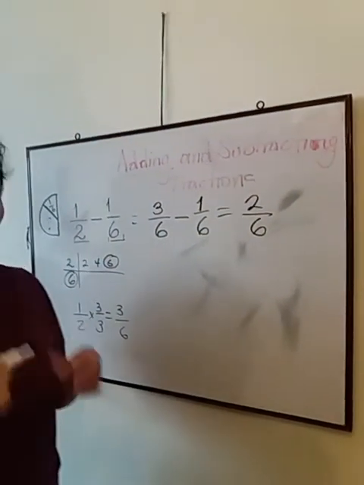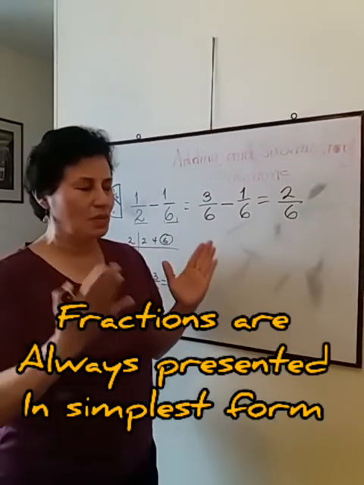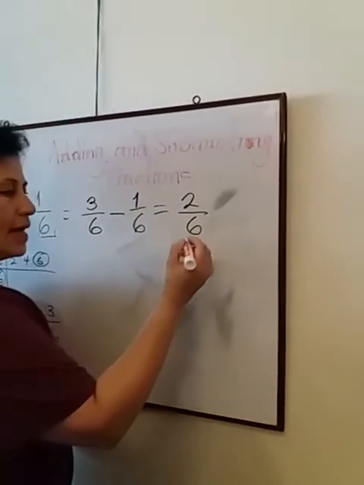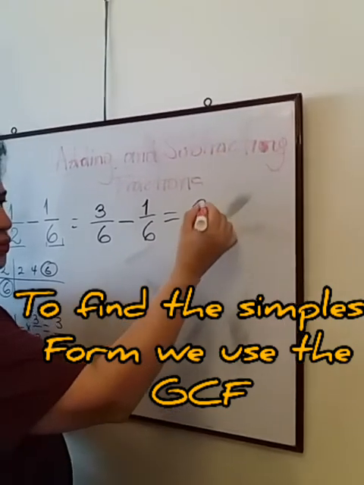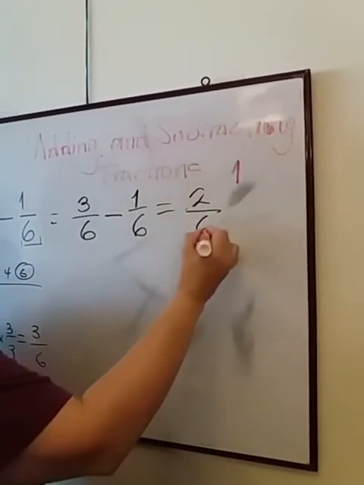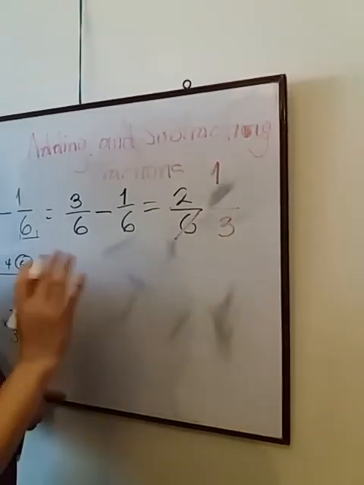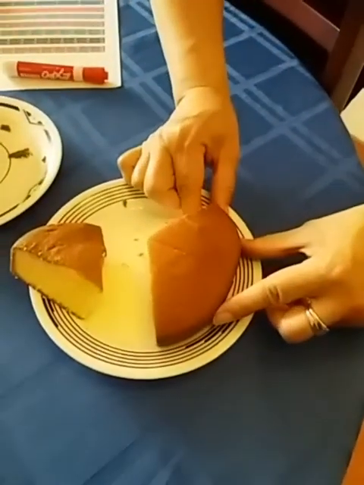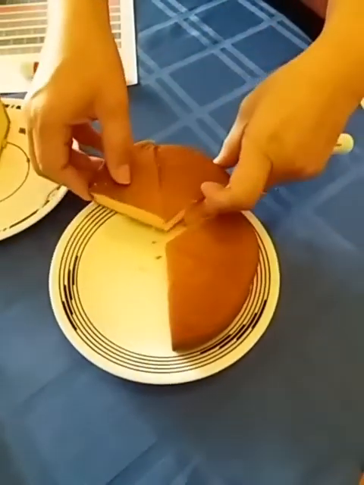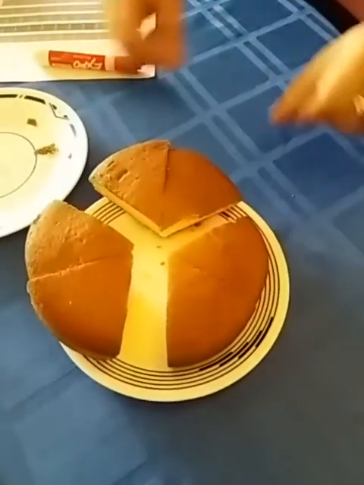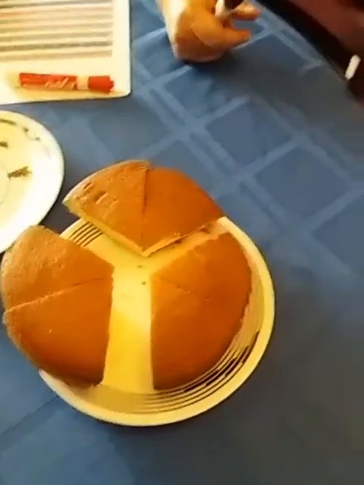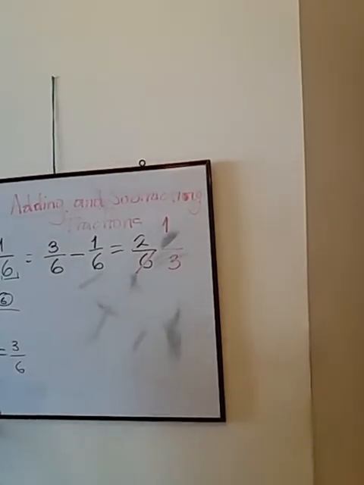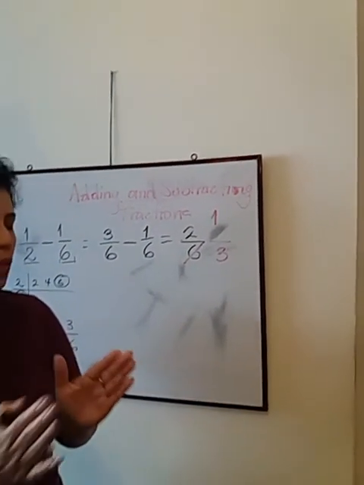But in math, we always represent the fractions in simplest form. So 2/6, I can divide by 2, so 2 divided by 2, 1. 6 divided by 2, 3. Let me show you that here with the cake. 1/3, 2/3, and 3/3. So 1/3 is exactly the same as 2/6. And we represent the subtraction in the lowest form.